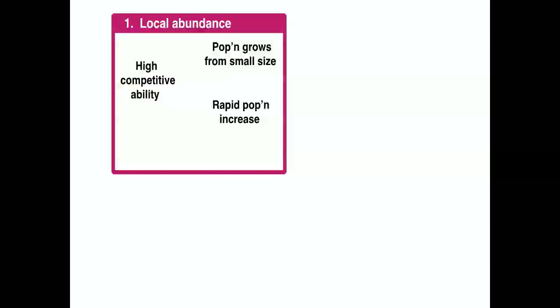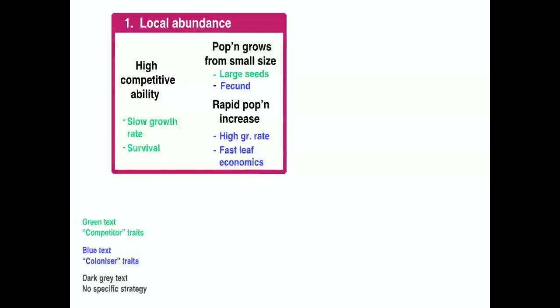And if we're breaking this down, so we're getting into mechanisms here, so thinking about what you need to be to reach high local abundance. In an undisturbed system, you might need to be a really good competitor, whereas in a disturbed system, rapid population increase, so classic colonizer traits, would be important, and both would need to grow from a small population size. And we can match traits onto this. We can then begin to bring in these other dimensions.